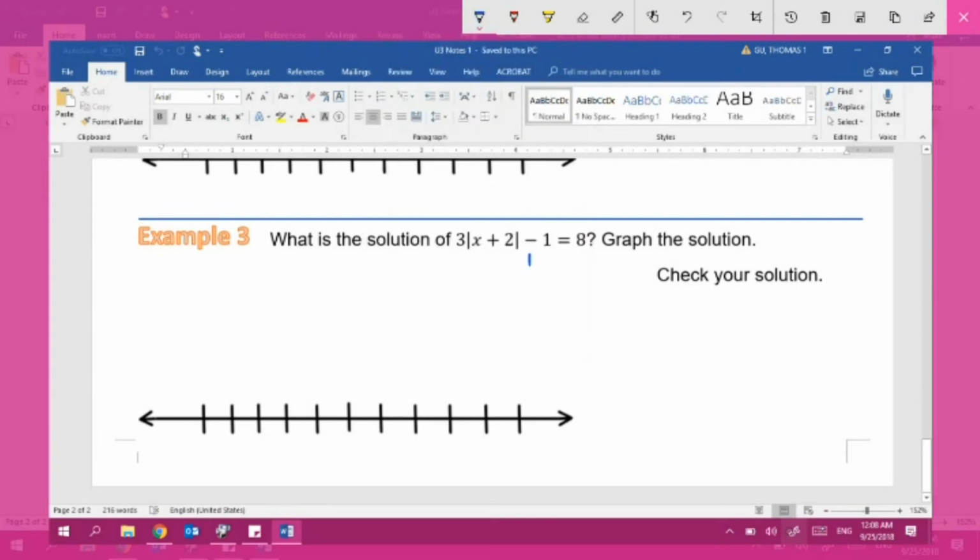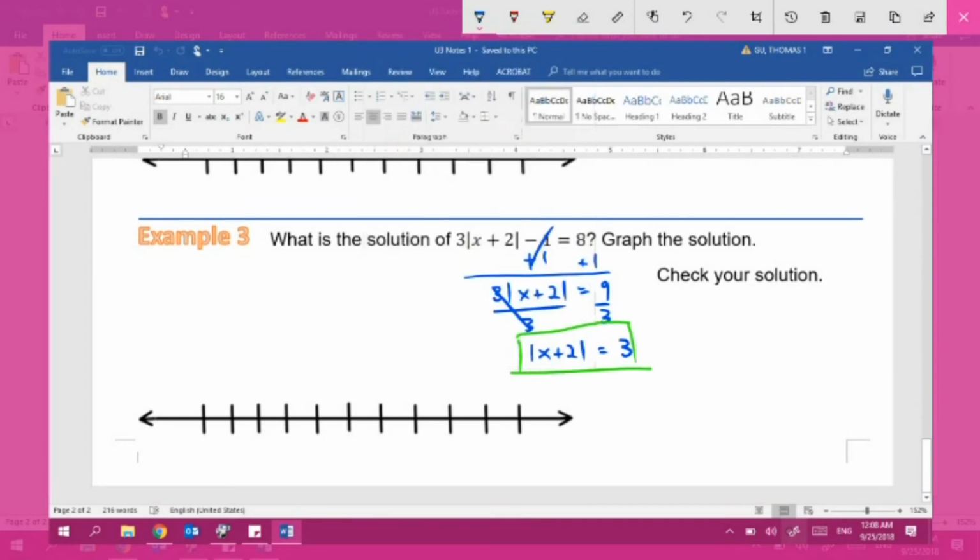Let's add a 1 to both sides. Boom. So now we're going to have 3 times the absolute value of x plus 2 equals, what's 8 plus 1? That's 9. And then to get rid of this 3 right here that's being multiplied, we're going to divide by 3 on both sides. That's gone. And now I just have absolute value of x plus 2 equals 9 divided by 3, which is 3. So the new equation that I'm working with is right here: absolute value of x plus 2 equals 3.